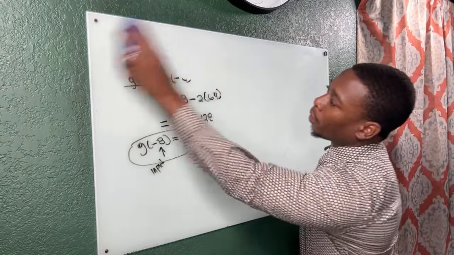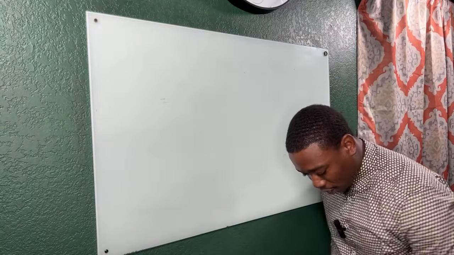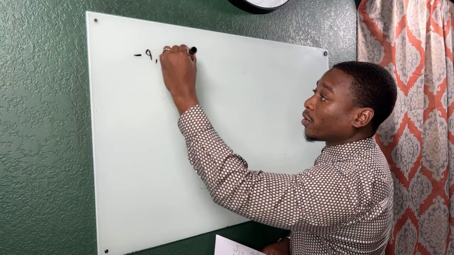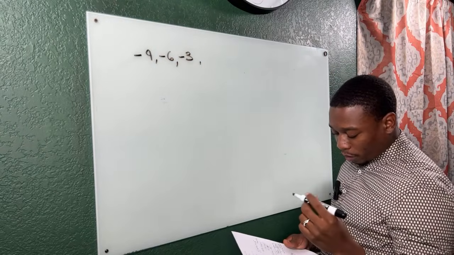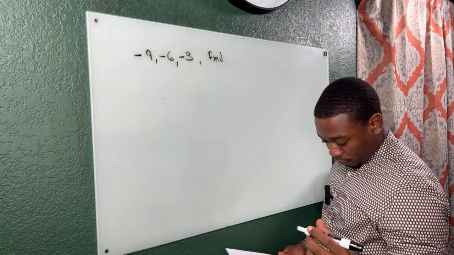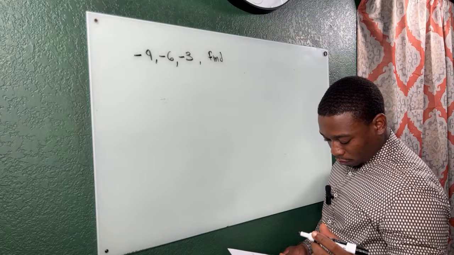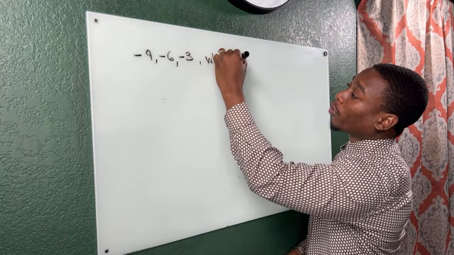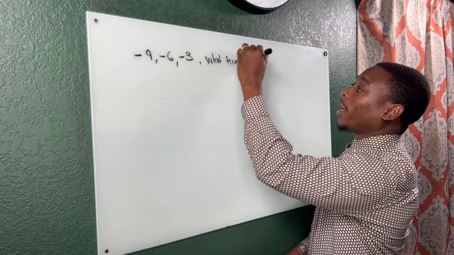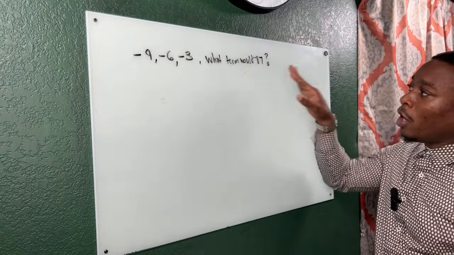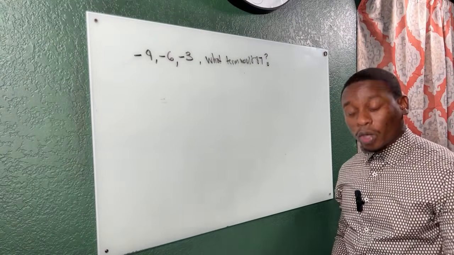All right. So the next one, I got an arithmetic sequence problem for you guys. They gave us the terms in the sequence: -9, -6, -3. And they asked what term would 87 be in the sequence? So the first three numbers in the sequence are given, and 87 is in the sequence. What term number is it?